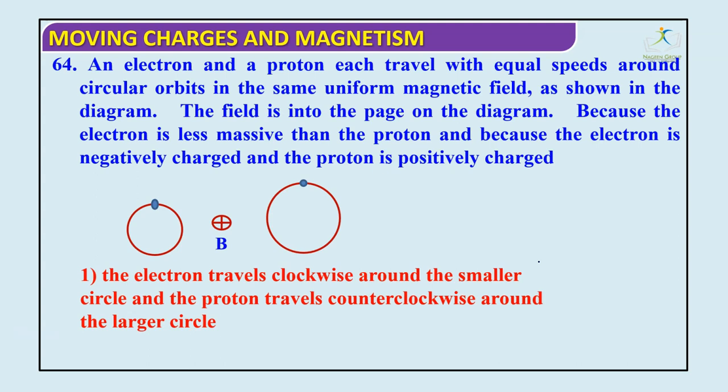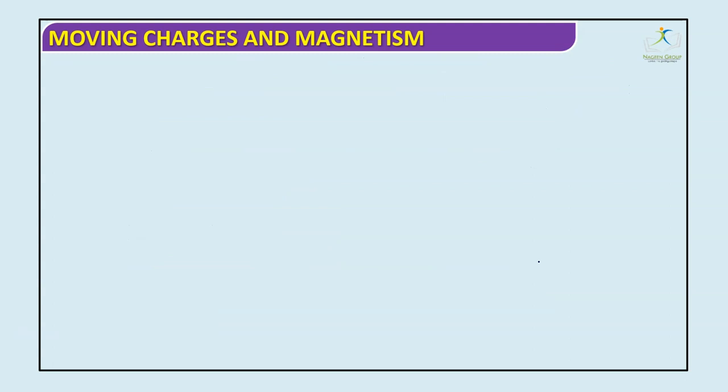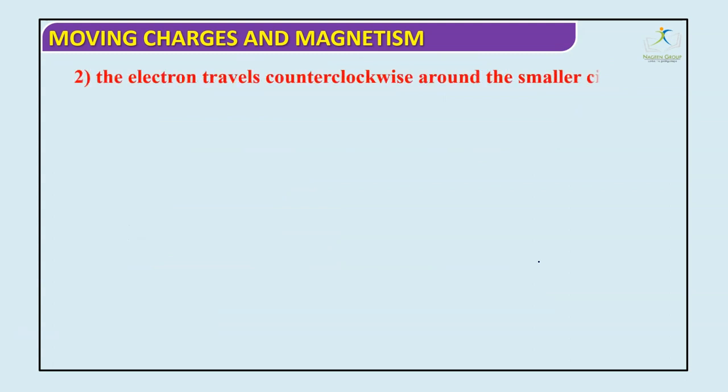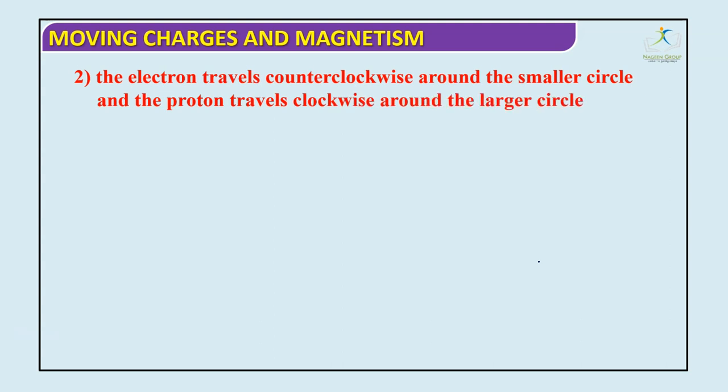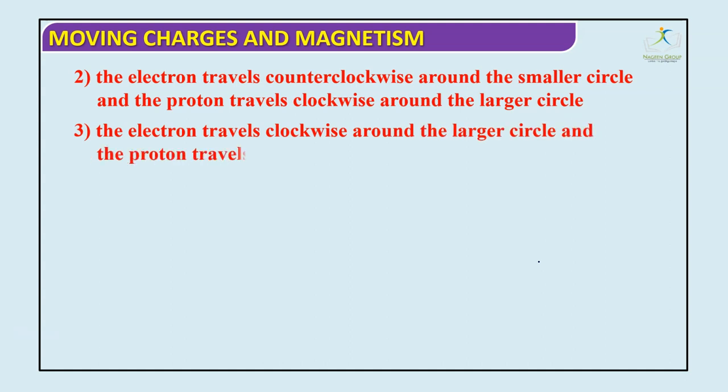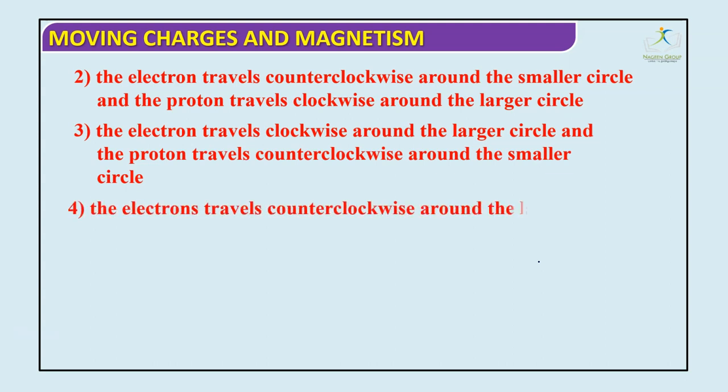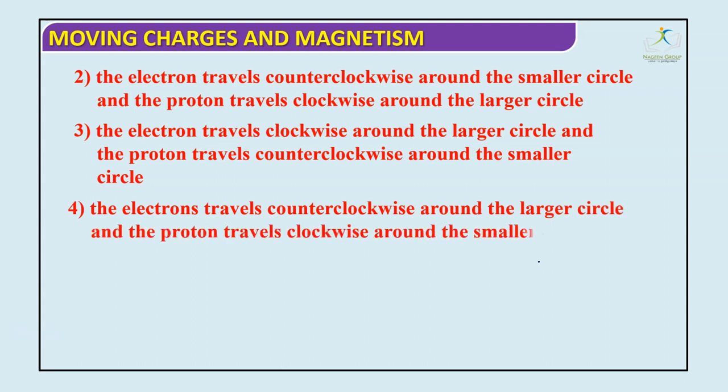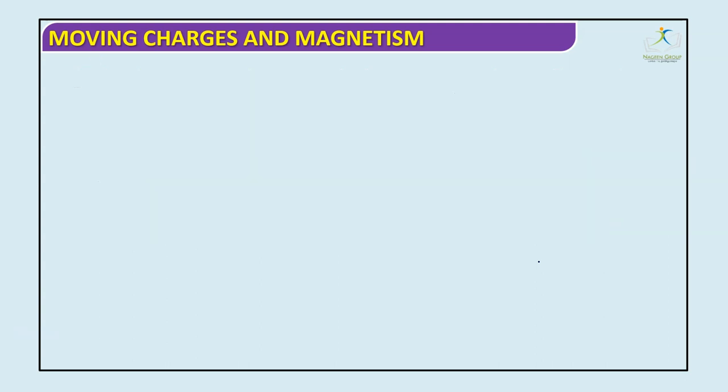The first option which we have: the electron travels clockwise around the smaller circle and the proton travels clockwise around the larger circle. Next, the electron travels counterclockwise around the smaller circle and the proton travels clockwise around the larger circle. The electron travels clockwise around the larger circle and the proton travels counterclockwise around the smaller circle. Next, the electron travels counterclockwise around the larger circle and the proton travels clockwise around the smaller circle. So the correct answer will be second.